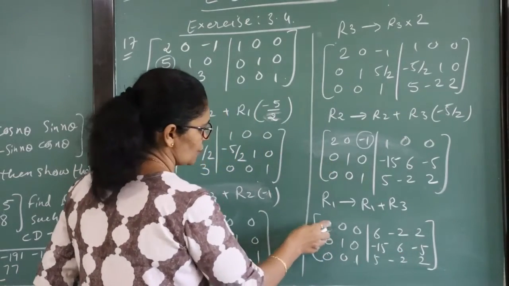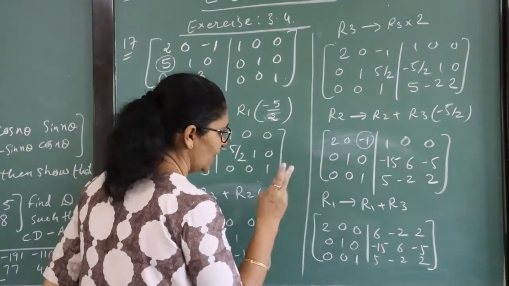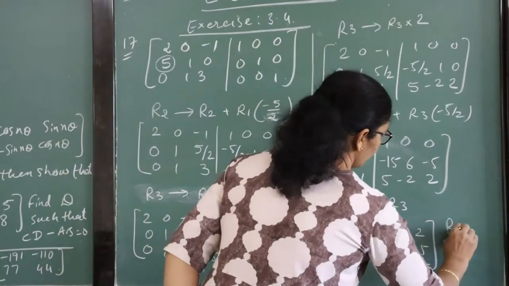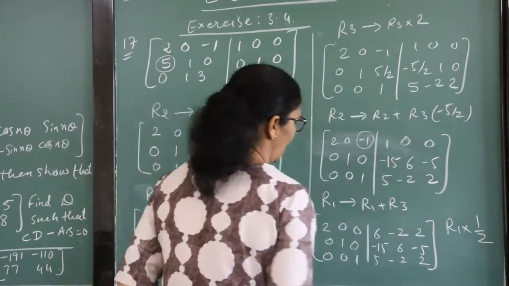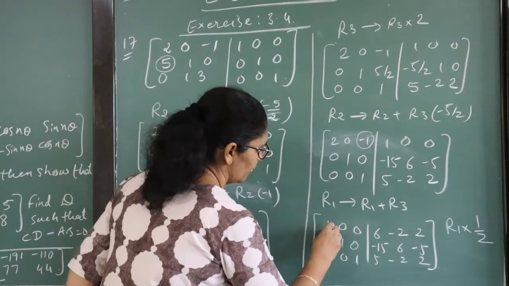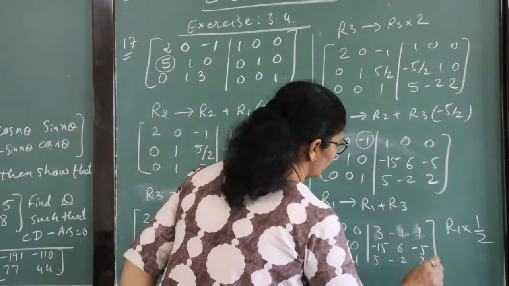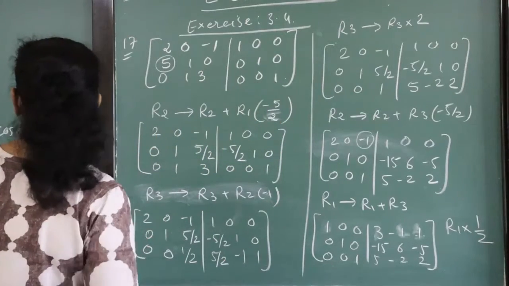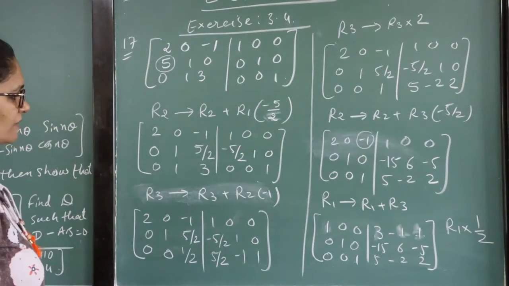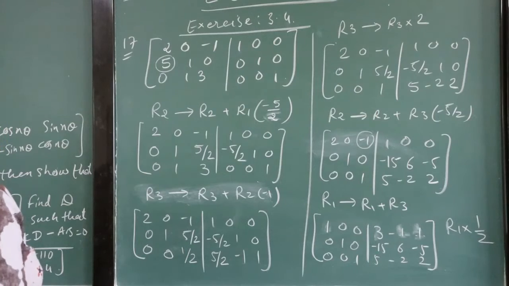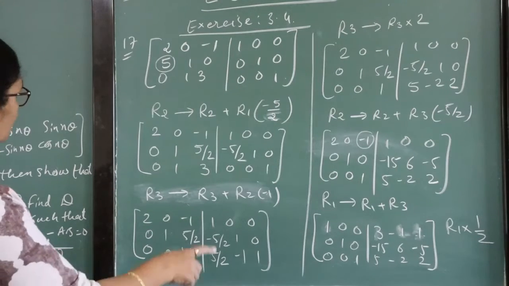Still we don't want this 2. So we will divide it by 2. How can you write it? First row multiply with half. So here you get 1, here you get 3, 1 and 1. Now what do you get? This will be your answer: 3 minus 1 1, minus 15 6 minus 5, and 5 minus 2 2.